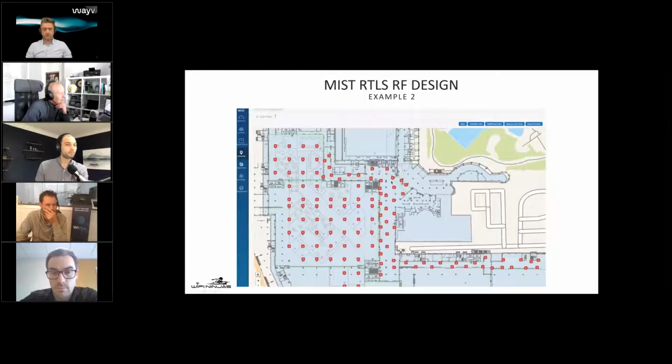Okay, example number 2. Here you can clearly see the rectangular design in open spaces of this convention. I don't know what it was, some kind of an event. But then in the corridors, you can see the zigzag placement of the access points. If you want to have square placement of the access points here, we would have had to use way more access points. And this is more than enough.